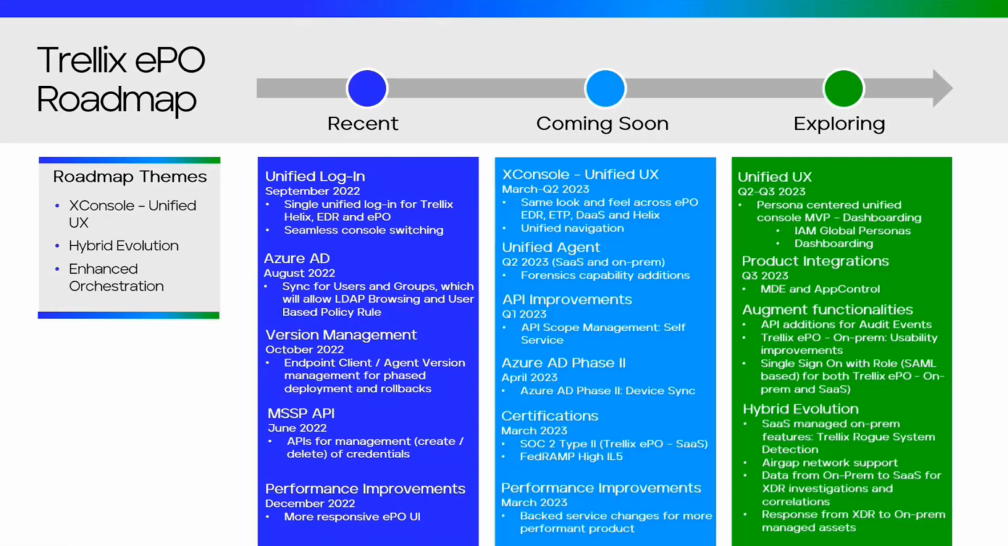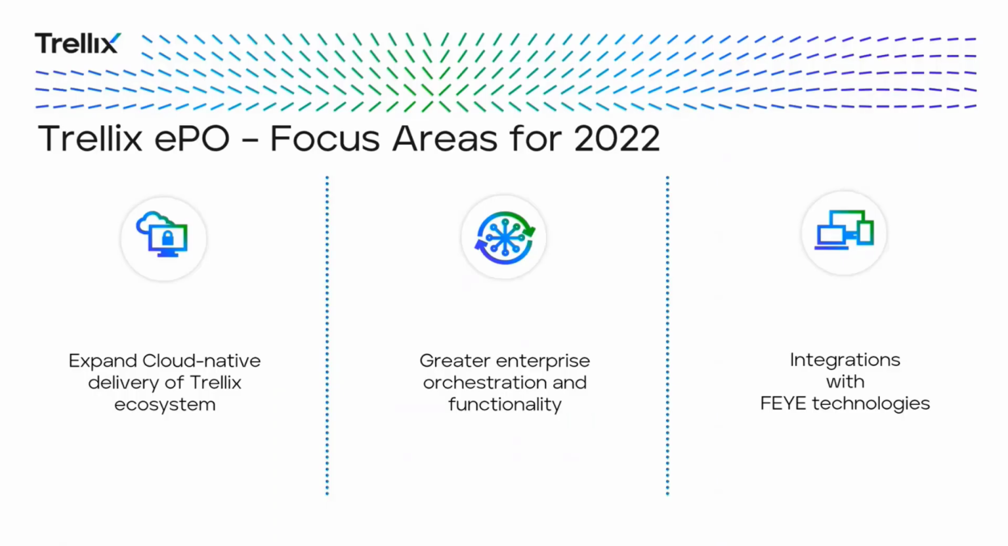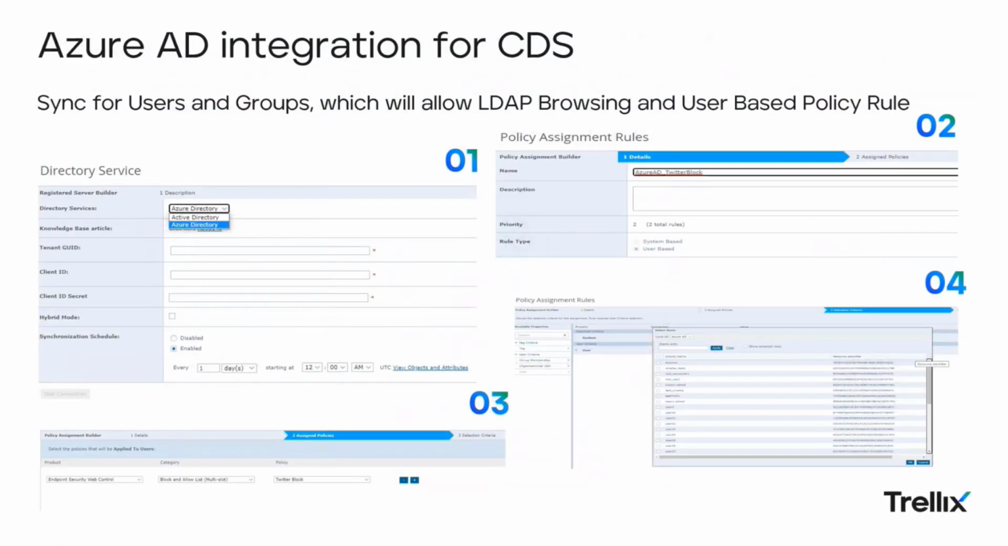With this, I'm done with the roadmap, and we will move to quickly look at what exactly we did in the year of 2022. I already covered it in the recently delivered capabilities in the roadmap slide. So we just move ahead and quickly show you screenshots of what we have in the product.